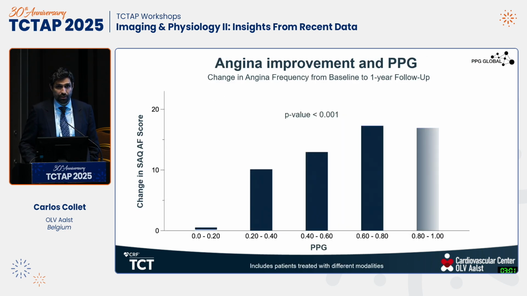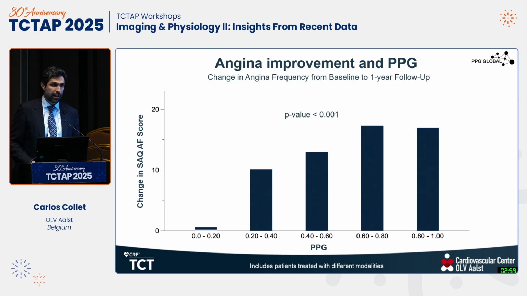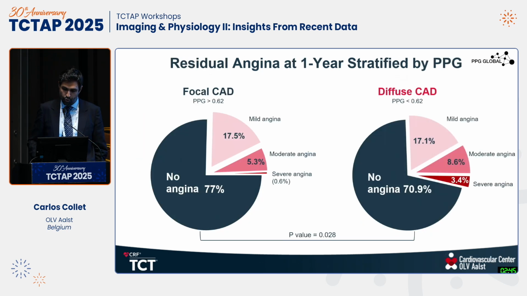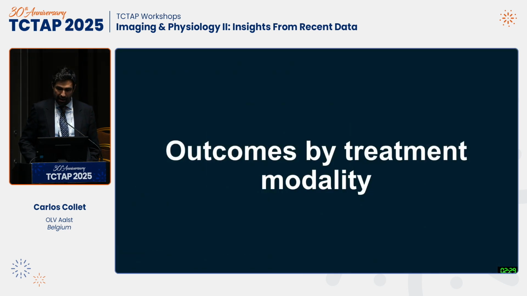What was also interesting to see is that there was a dose-response effect. When we look at the PPG in these bins, and you see the delta, or the change in the Seattle Angina Questionnaire score, on the vertical axis, you see that the higher the PPG, so the more focal the disease, the better the improvement in the patients. This is, again, breaking down the groups into focal or diffuse CAD, and you see that the patients with focal disease had a higher proportion of being free from angina, and reported lower degrees of angina compared to those with diffuse disease, who were more symptomatic after the procedure.